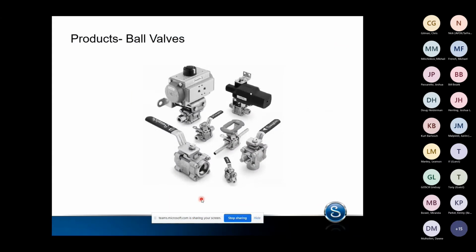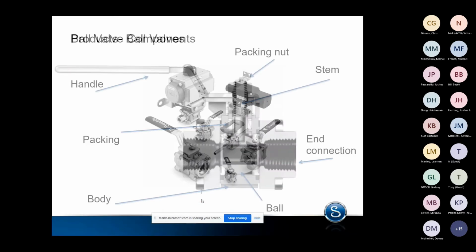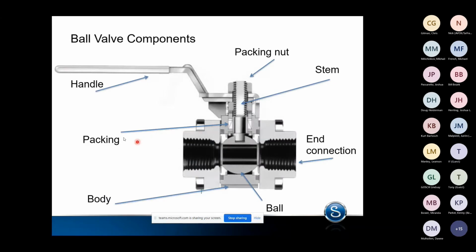So we're going to start looking at ball valves, being the most common valve in the most common application. We're going to take a look at some of the ball valve components. So this is a cutaway of our 60 series valve. 60 series is our 3-piece isolation valve.